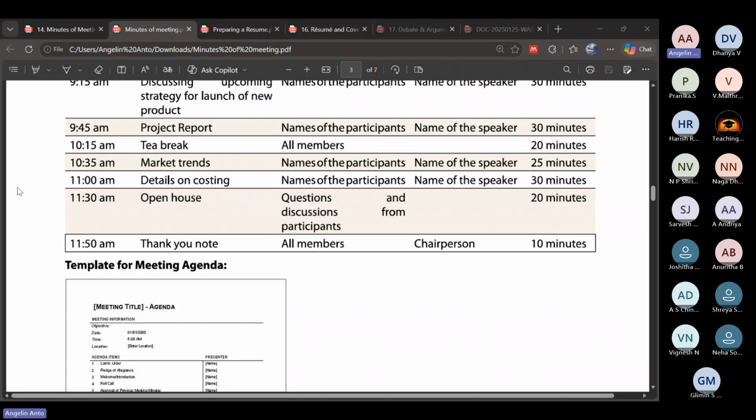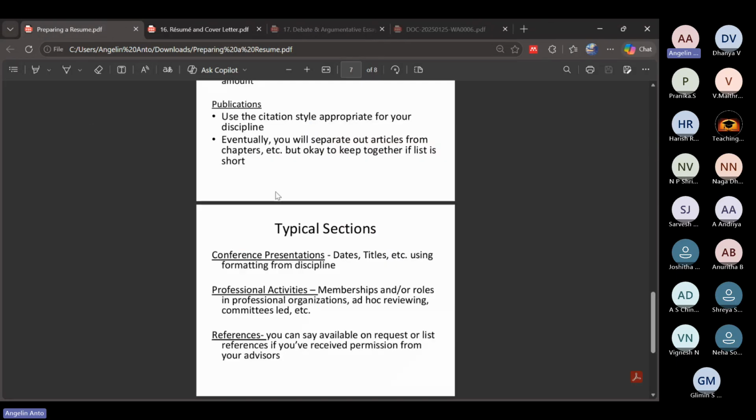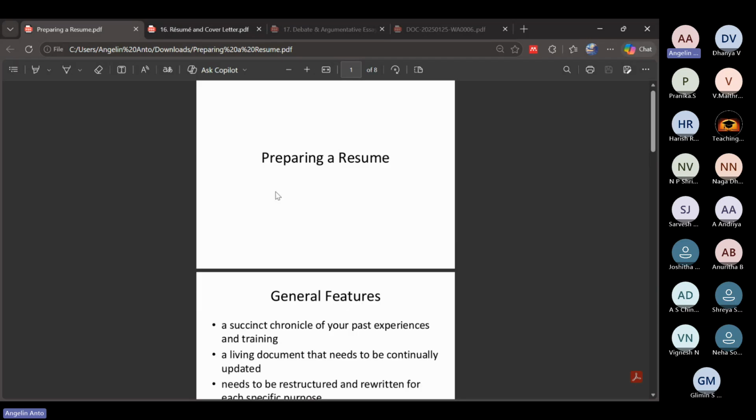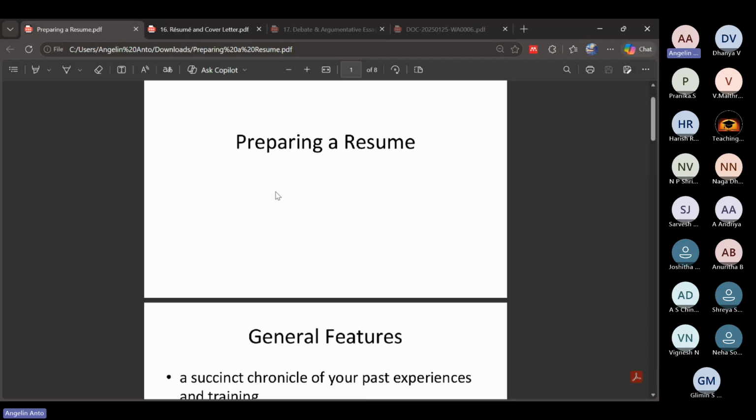So I'll move on then. Next, what do we have? We have resume. Now, I would say this is the most important part of our exam paper because they will definitely scrutinize a lot. So, preparing a resume, I'm sure everyone knows what a resume is at this point.